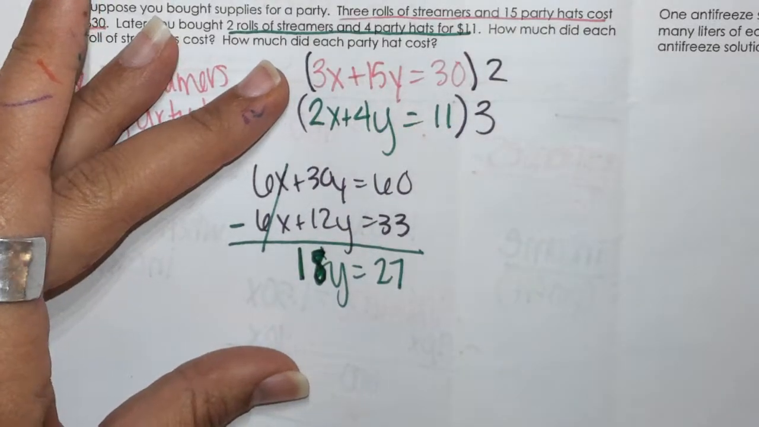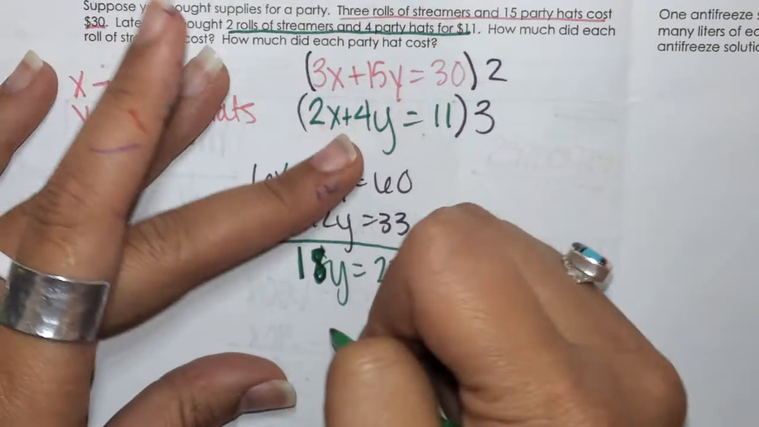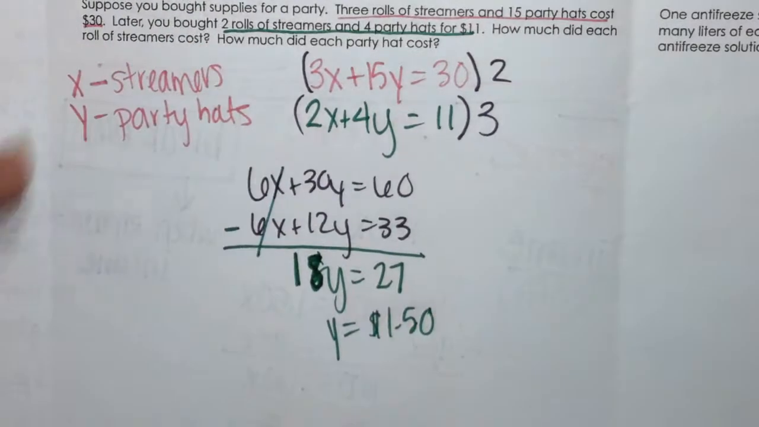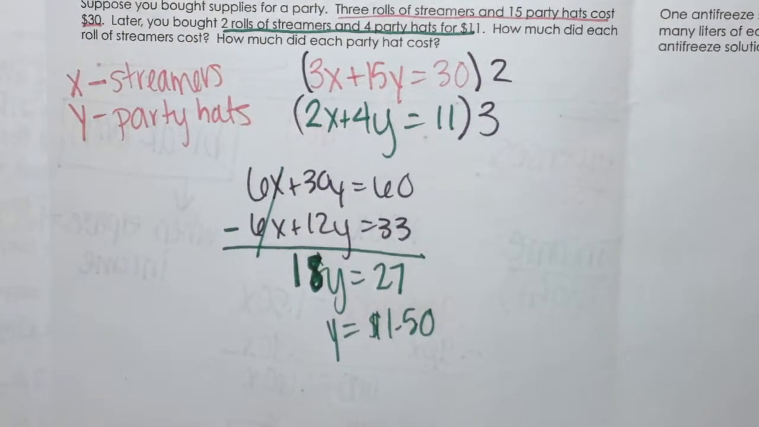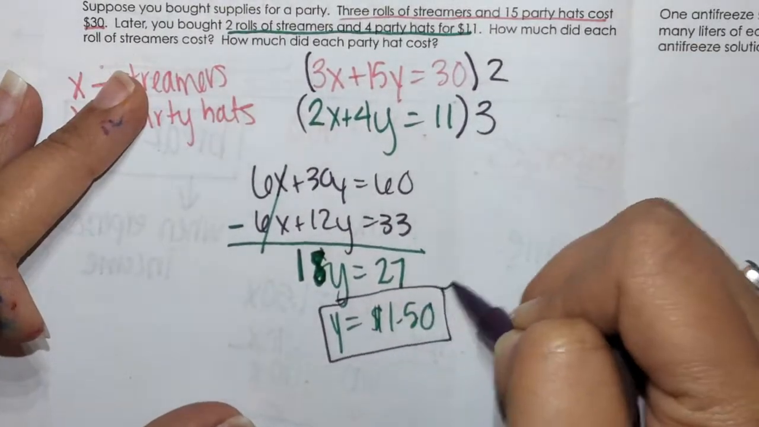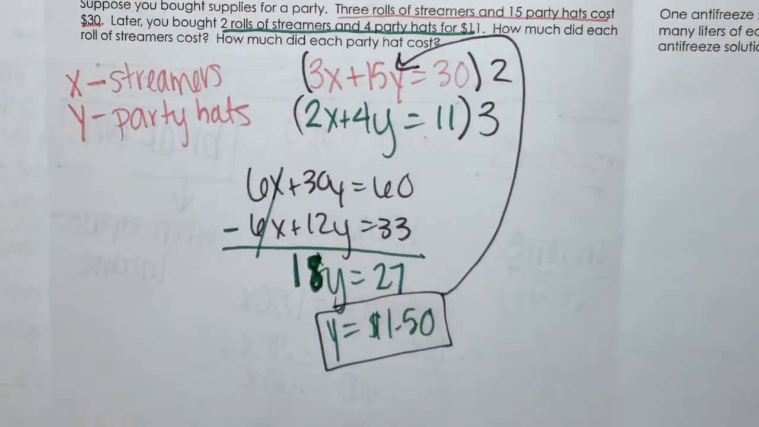All right. So then 27 divided by 18 gives me $1.50. Right? So each of my party hats cost $1.50. Now that I found my party hat, how do I find my streamer? Plug it back into the top or bottom or wherever, really. So I'm going to take this $1.50 and I'm going to plug it in right here. All right, finish it.